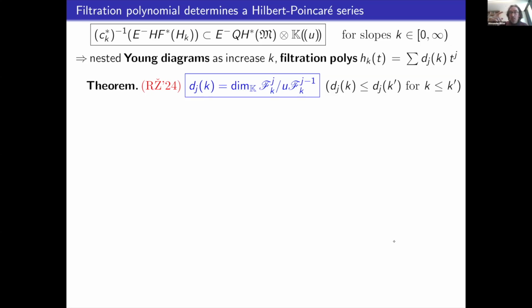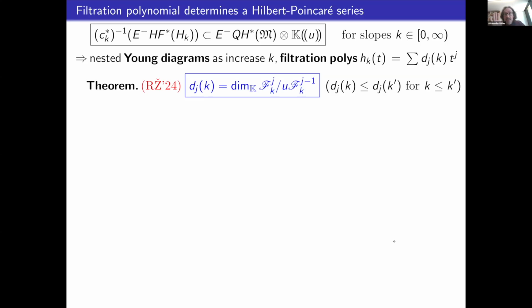And as we increase the slope, for each slope value, we get a Young diagram. And what we're getting is these nested Young diagrams. And to each of these Young diagrams, we associate a filtration polynomial. And so we have these increasing filtration polynomials with these discrete invariants DJ that tell us everything. They tell us everything about the continuation maps up to isomorphism. They tell us the invariant factors and so on.